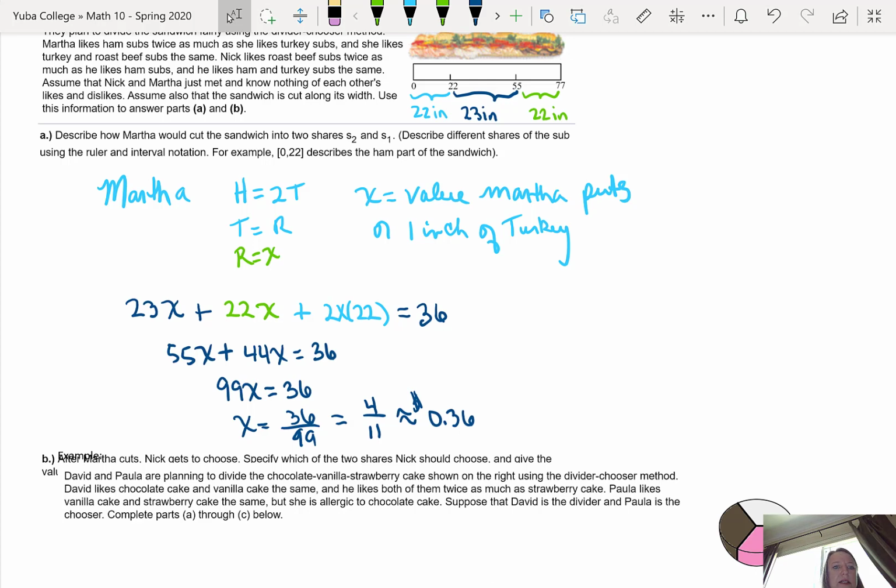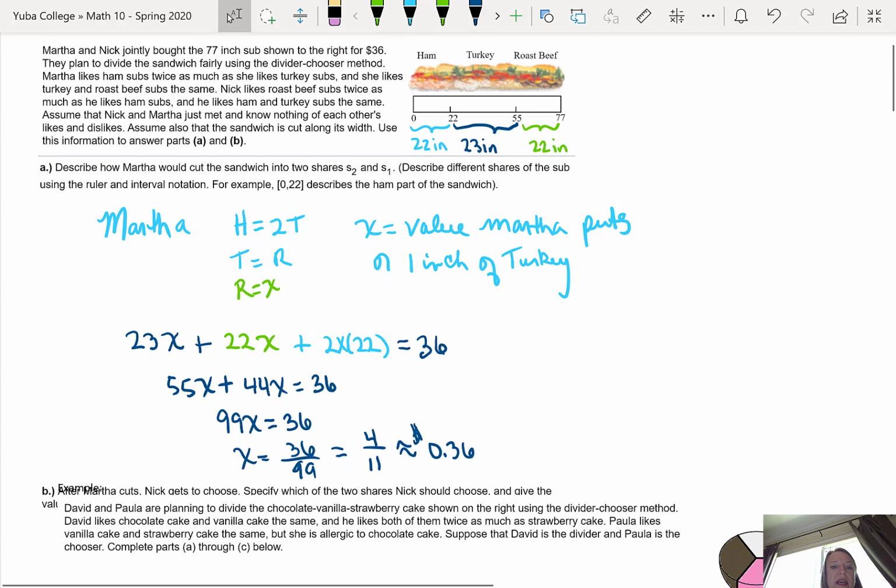So let's see what else it tells us. Nick likes roast beef twice as much as he likes ham, and he likes ham and turkey subs the same. Assume Nick and Martha just met and know nothing of each other's likes or dislikes. Assume also that the sandwich is cut along the width. Use the information for A and B. Describe how Martha would cut the sandwich into 2 shares, S sub 2 and S sub 1. Martha's the one that's cutting it, so she's the divider. Let's just worry about Martha right now and how she would cut this.